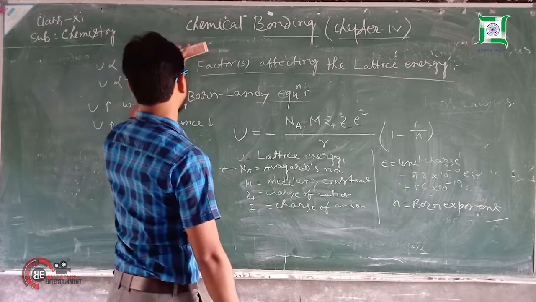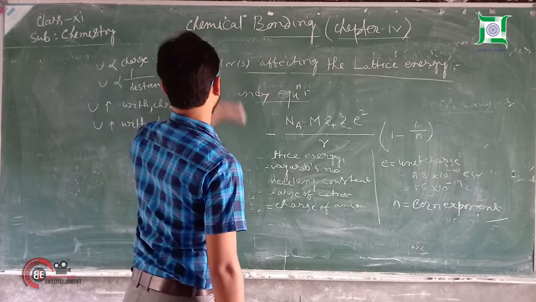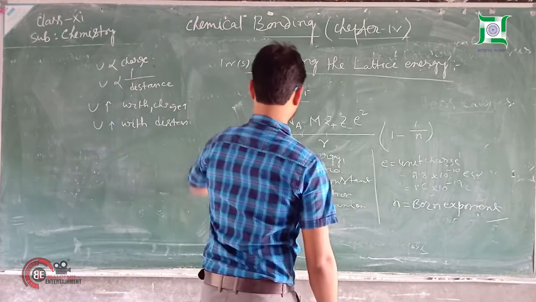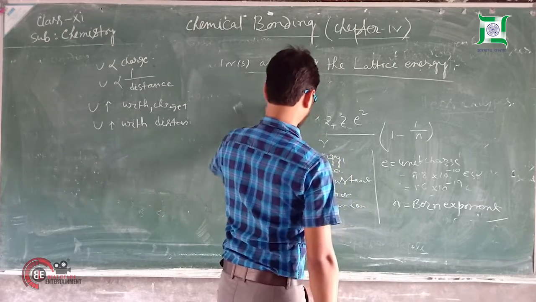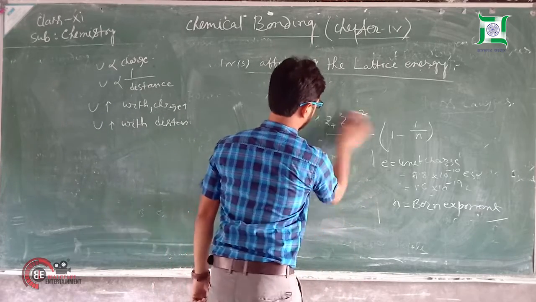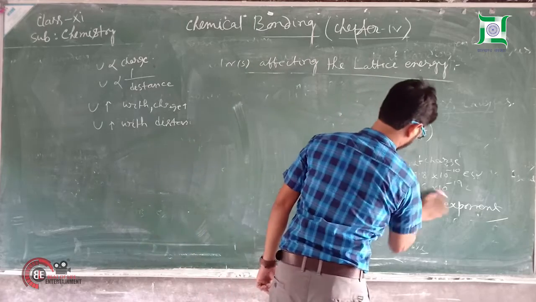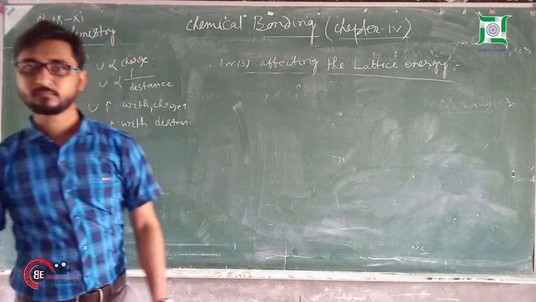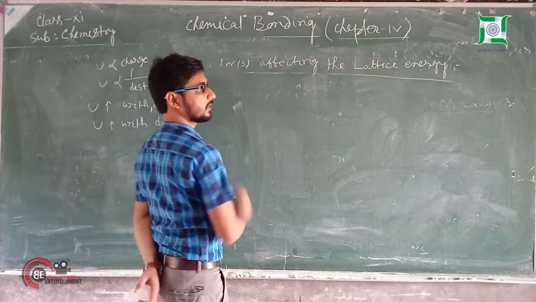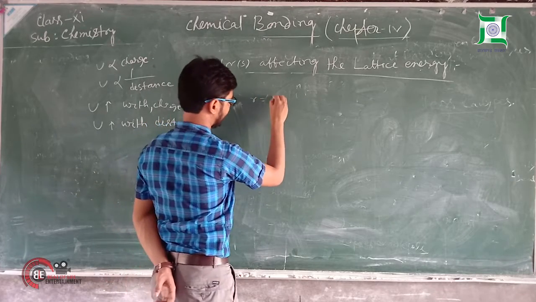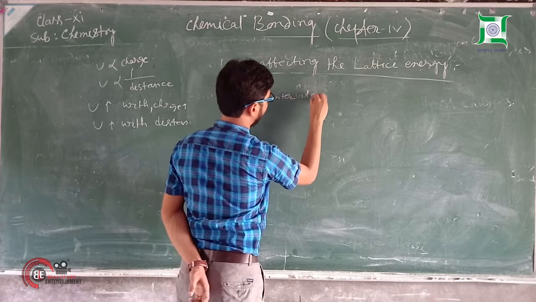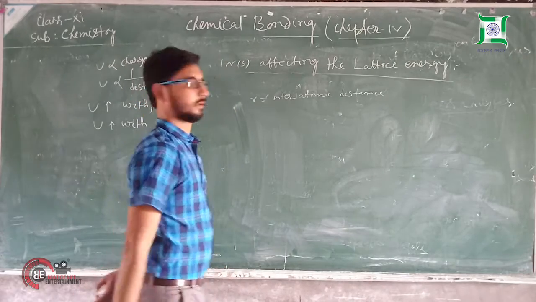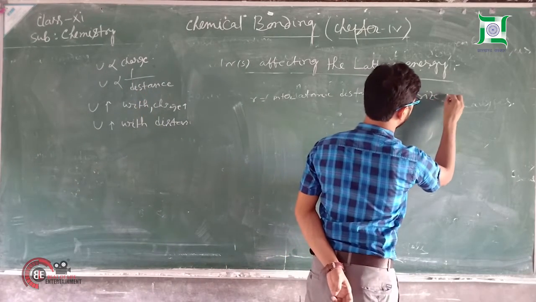So now let us see how the lattice energy affects the stability of an ionic compound. But first, the distance: r is equal to the interatomic distance, that is proportional to the size of the atom.